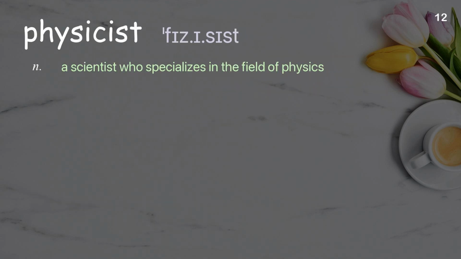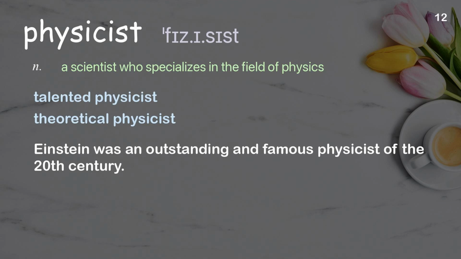Physicist: a scientist who specializes in the field of physics. Examples: Talented physicist, theoretical physicist. Einstein was an outstanding and famous physicist of the 20th century.